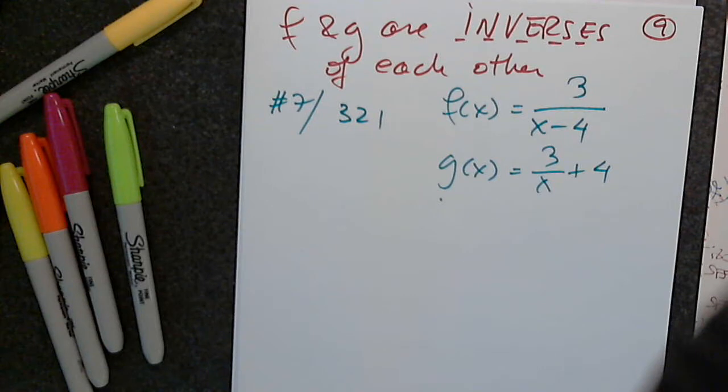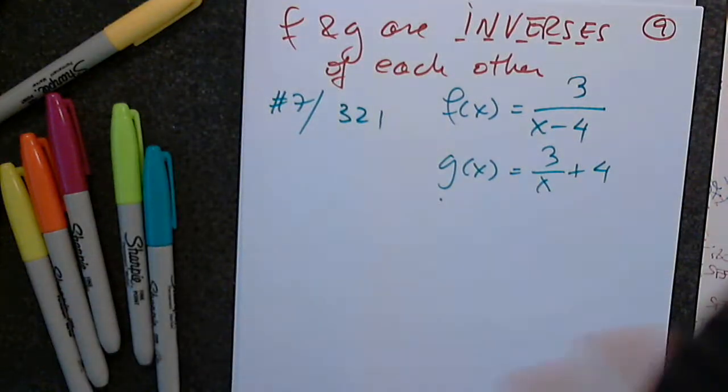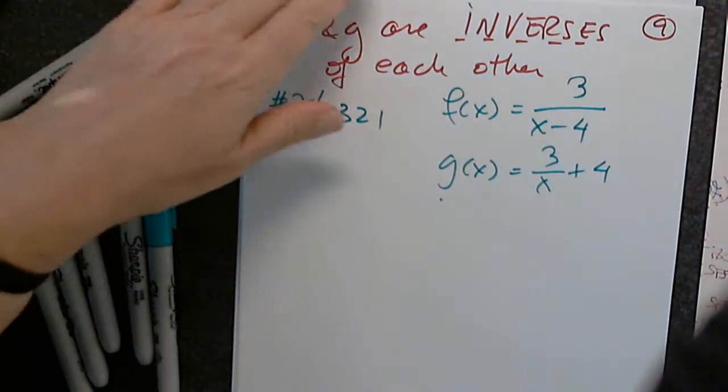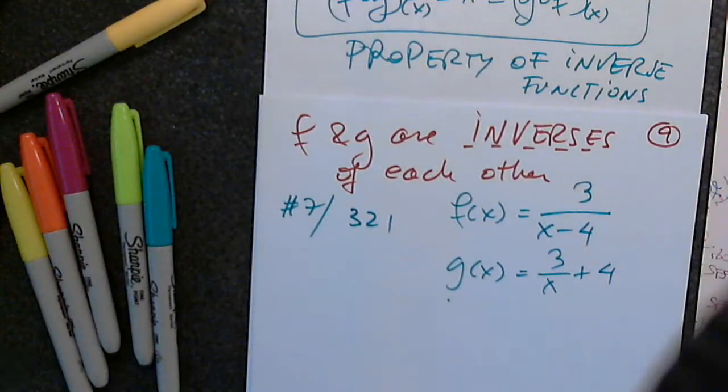The question is, well, are these two inverses of each other? I don't know. By simply looking at them, I don't know whether they are inverses of each other. But I know what I have to determine. And what do I have to determine? What do I have to find?